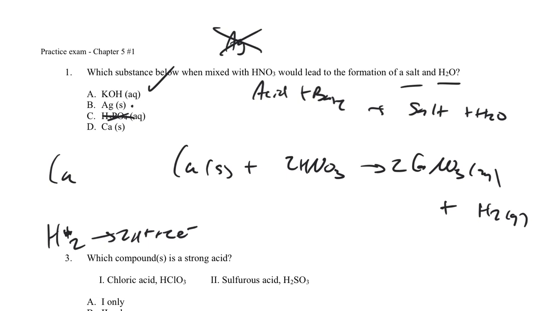Something's out of balance here, but okay, so this reaction here would take place. This is from section 4 of chapter 4 in oxidation reduction reactions, but the key is you get a salt, but the byproduct here is H2 gas, not water.